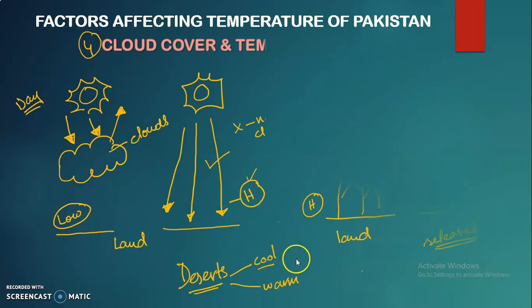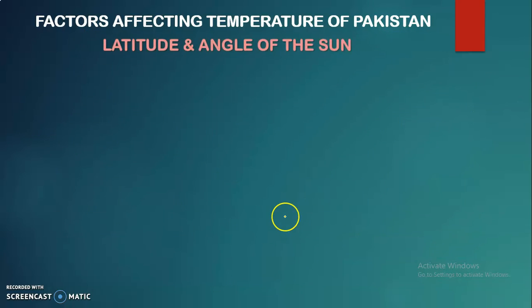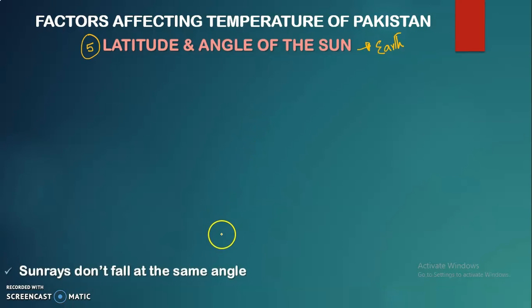Moving towards the last factor we have over here, the fifth one, that is the latitude and the angle of the sun, the fifth point. In this one you need to understand the angle of the sun in terms of the earth surface, means the earth or the globe. Now before I start with the diagram, let me clarify 2 points over here. Number one we have is the sun rays, they do not fall at the same angle on the globe.